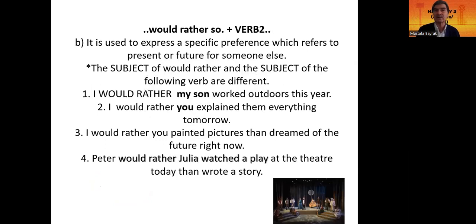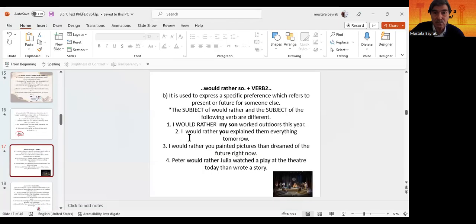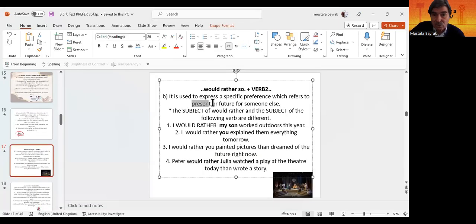Okay, would rather someone. This is also interesting. Yeah, it reminds me of wish clause. Okay. I would rather someone work too. Okay, it is really interesting. Now B. It is used to express a specific preference which refers to present or future. Yes, this is important. Present or future, although the verb is in simple past form.